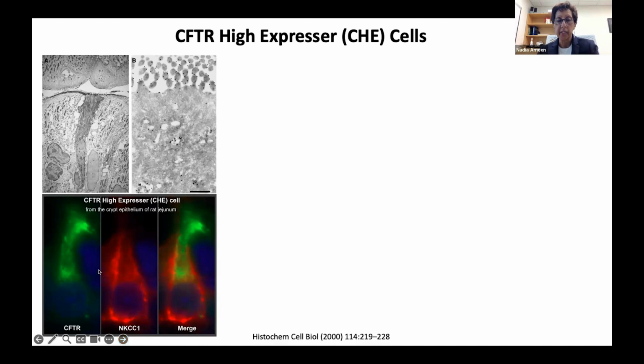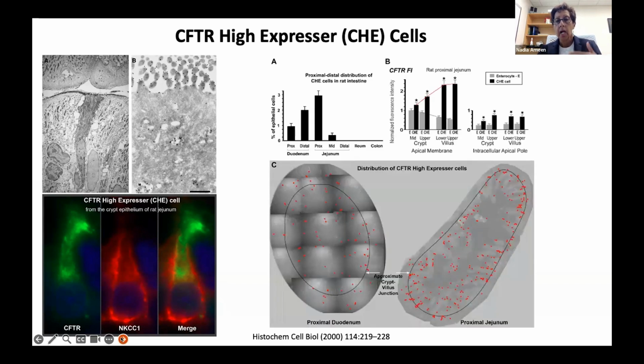In another publication here, you can see high levels of CFTR in the apical cytoplasm of the cell. And on the basal membrane is the localization of NKCC1, a chloride importer, a sodium potassium 2 chloride co-transporter that is critical for importation of chloride into the cell. And CFTR is the apical exit pathway for chloride into the lumen of the intestine.